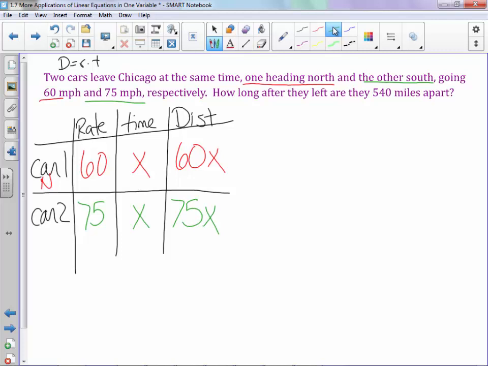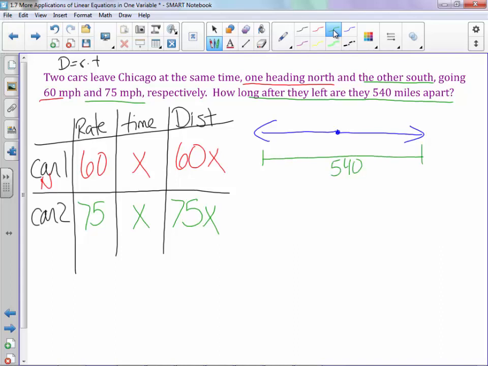Now, before we get to an equation, let's think about this. They both started here. We had one car go this way, one car go this way. We want to know how long after they left were they 540 miles apart. Notice this is the distance that the south car went, and this is the distance that the north car went. So it's when together they're 540 miles apart, which means the distance the first car went plus the distance the second car went is our total distance.